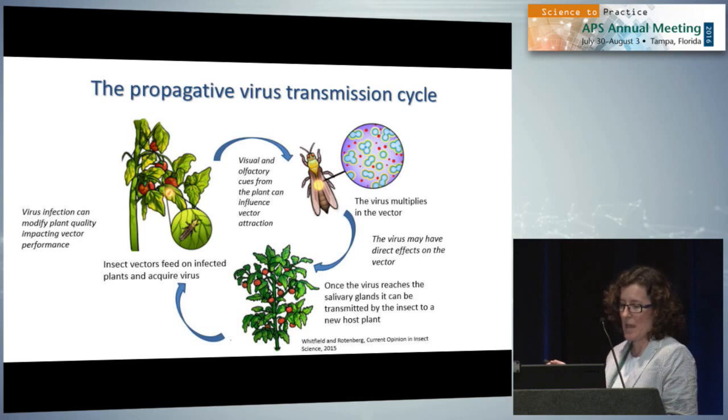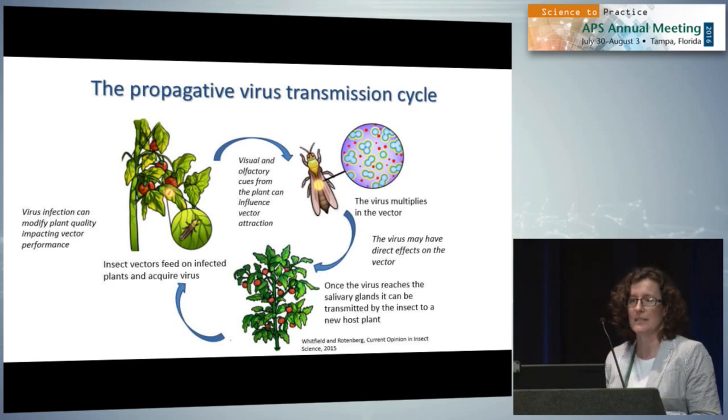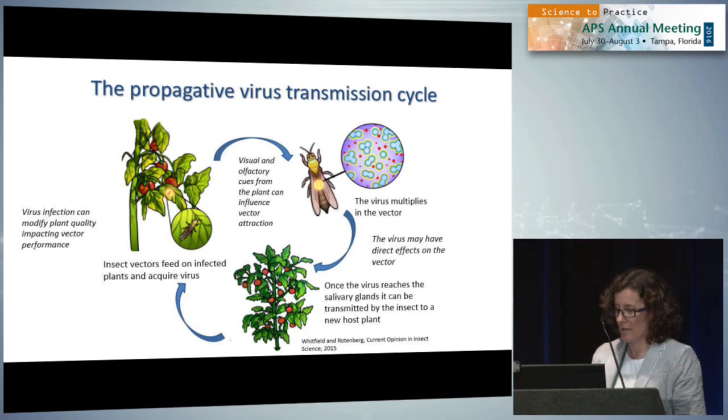So one thing that can happen is we know that virus infection can modify plant quality, which impacts vector performance. We also know that visual and olfactory cues from the plant can influence vector attraction. And then we also know that this virus can have direct effects on the vector, and that's what I'm going to talk about today. Is really trying to dissect, like, what is the effect of the virus on the vector.